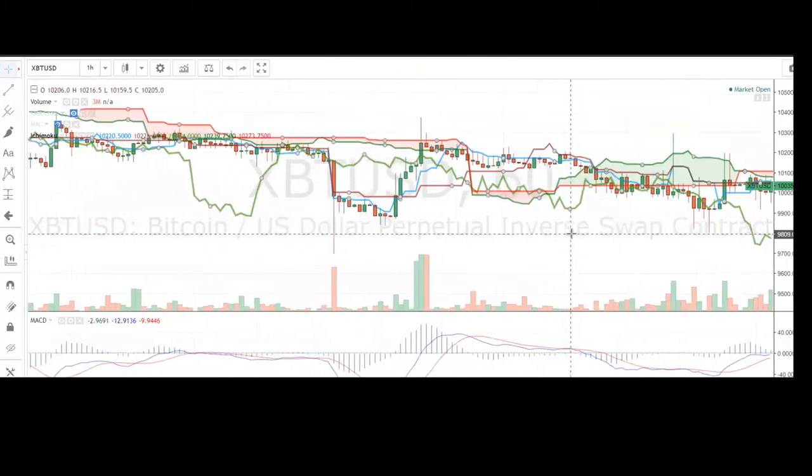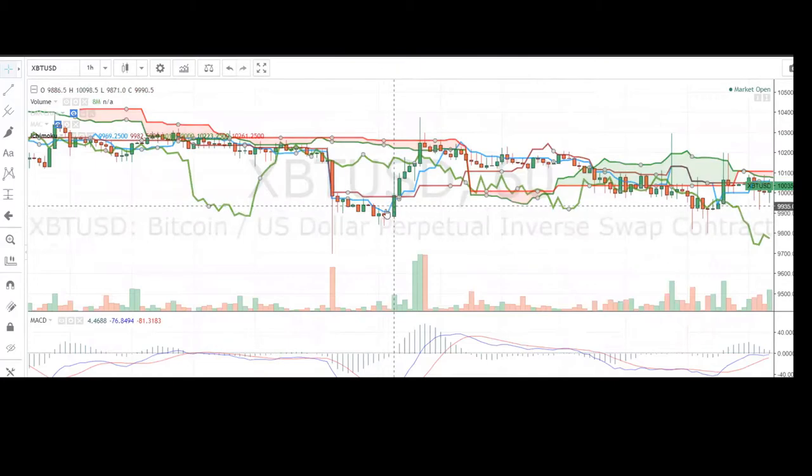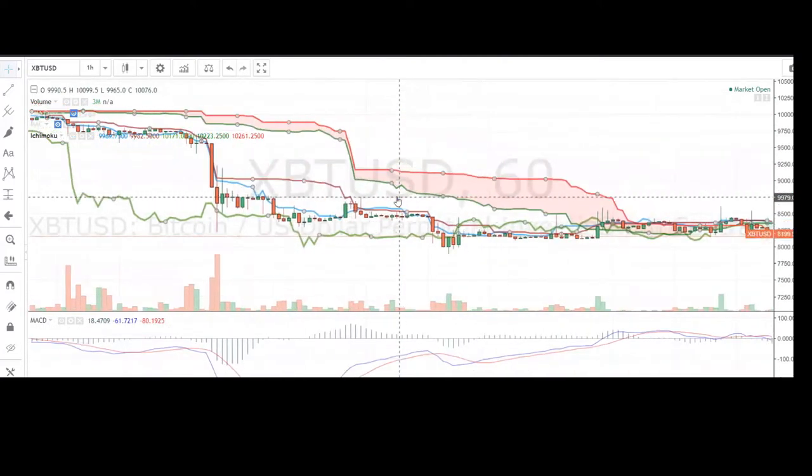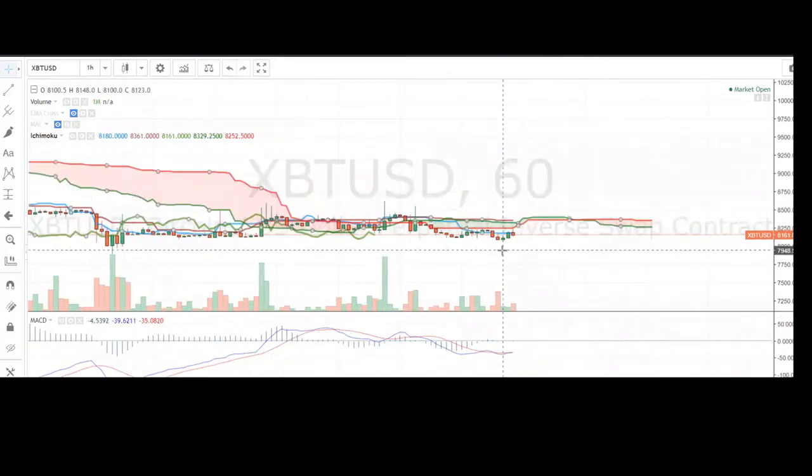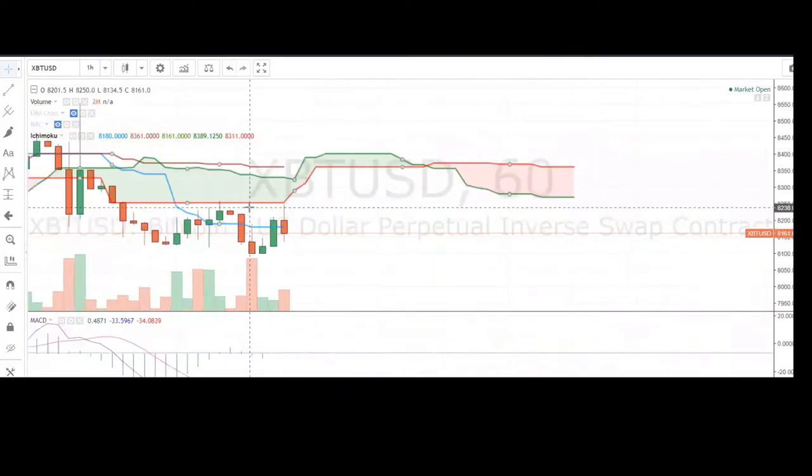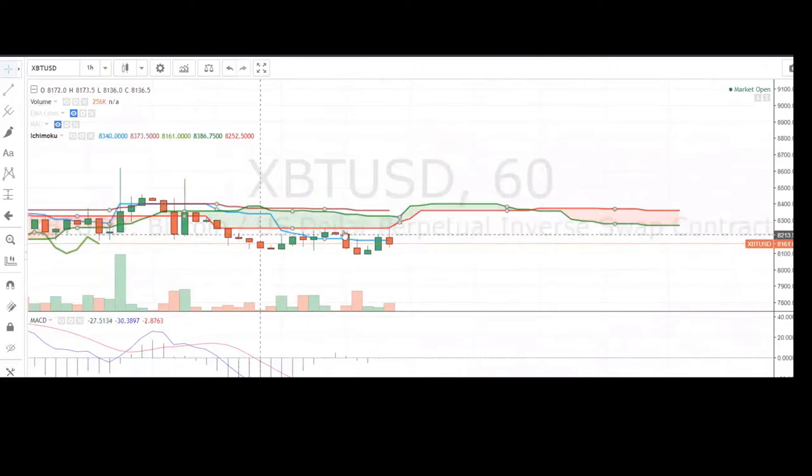Okay, good. So here we have the baseline crossing above the conversion line. You see, as it crosses above the conversion line, we have a pump and we have a boom market. The prediction from the conversion line and the baseline has to do with the current state of the coin. Like right now, with the price of Bitcoin at the moment, we can see the conversion line is below the baseline and the price of the coin is dropping.